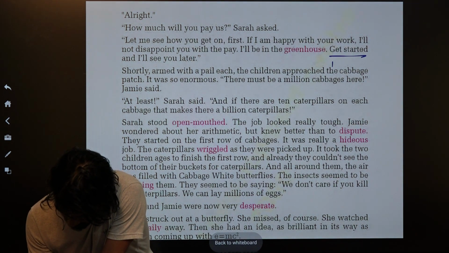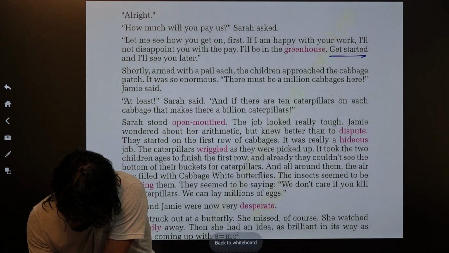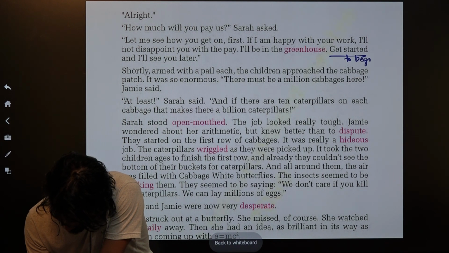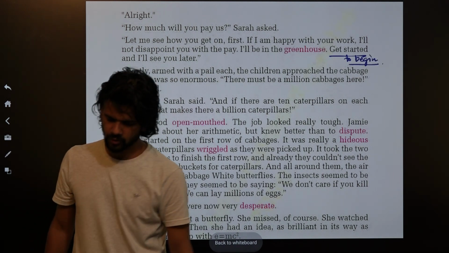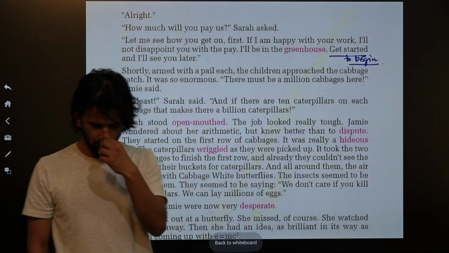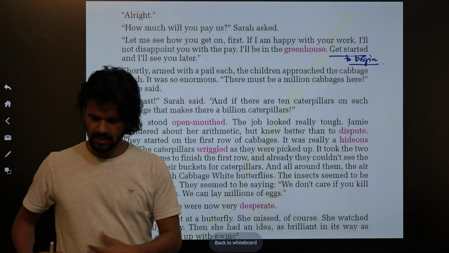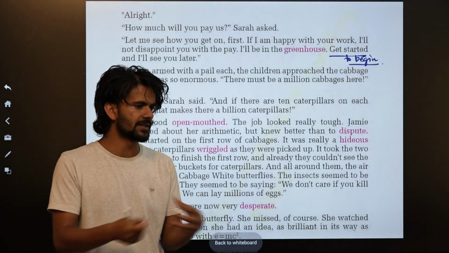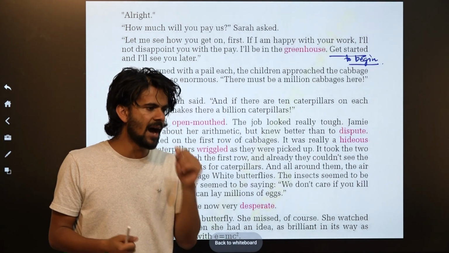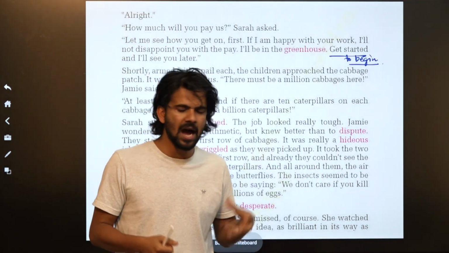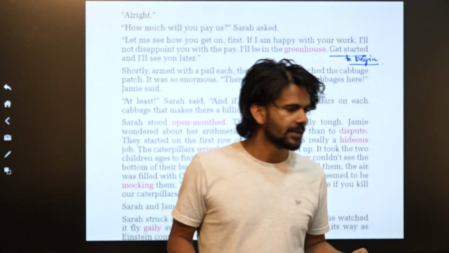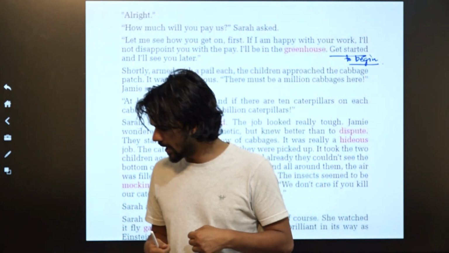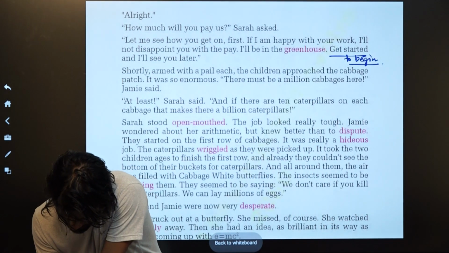To begin. Begin now. Shortly, armed with a pail each. So what did they do? They carried a pail, the cylindrical pot, where they would collect all the caterpillars and put them, right? So they are armed. That means they have carried. To arm yourself means to carry something. What does that mean? Carry.